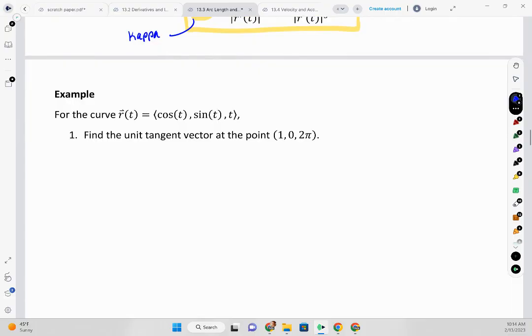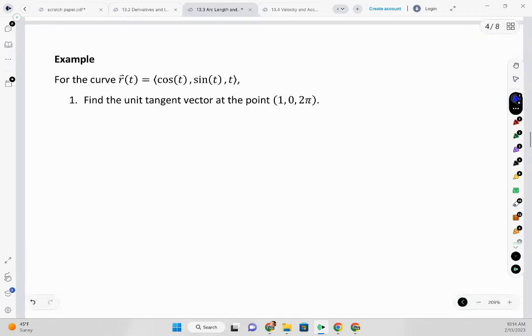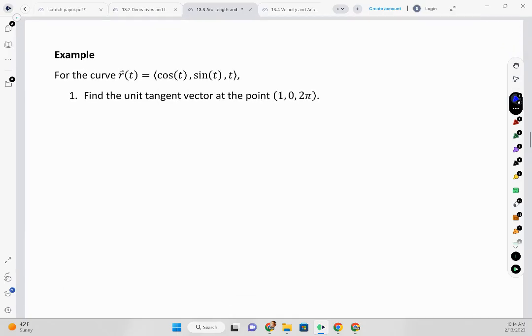The first one, we're using a curve that we've been using, this helicoid. R of t is equal to cosine t, sine t, and t. And then this first question, we're being asked to find the unit tangent vector at a particular point. And this is an x, y, z value.